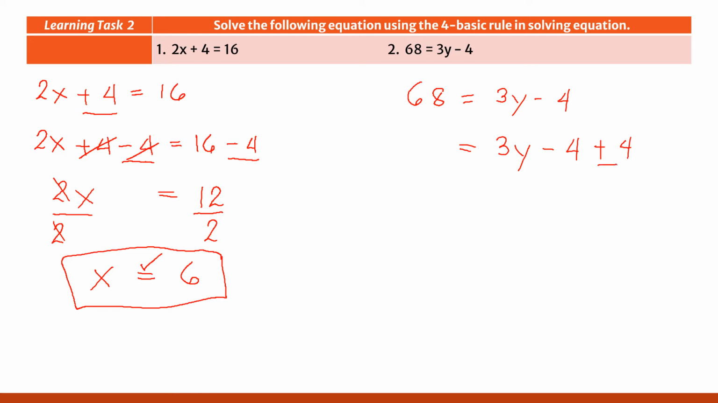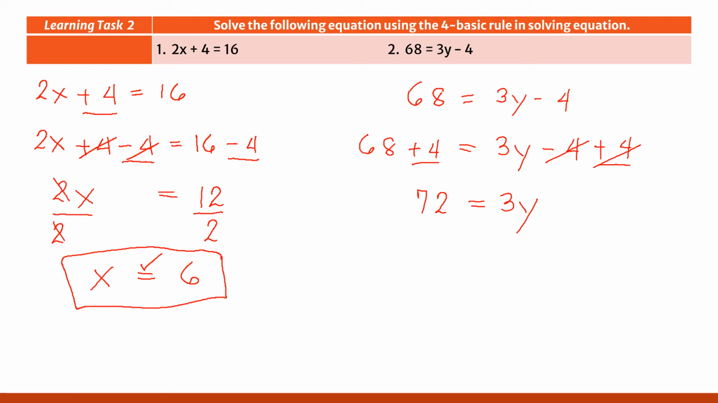Okay? So, nag-plus 4 tayo on this side. Sa kabila, ang mangyayari, magiging 68 plus 4. Ibig sabihin, ano ang ginawa natin? Ini-apply natin yung addition property of equality. Now, what is 68 plus 4? The answer is 72. On the other side, ang natira, 3y na lang. Bakit? Kasi na-cancel na yung negative 4 and positive 4. So our new equation then ay 72 equals 3y.